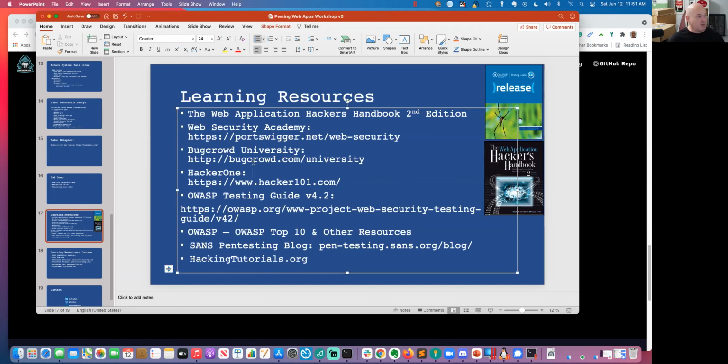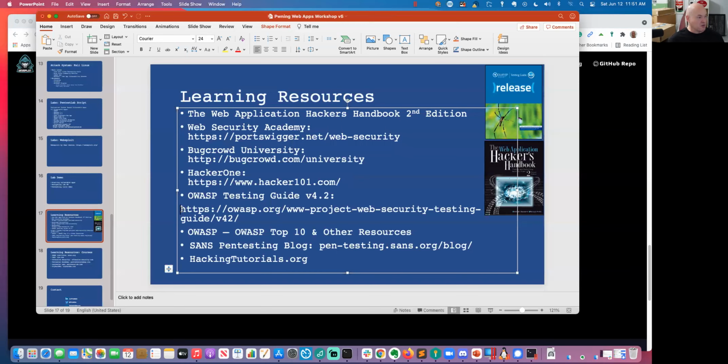Then you've got Bugcrowd University. They're trying to educate people to do bug bounty. So Bugcrowd University is a good one. They've got a lot of good videos out there and some other content. HackerOne has Hacker101. This is like an online CTF and educational site. They take you through learning web app pen tests so you can perform on their bug bounties.